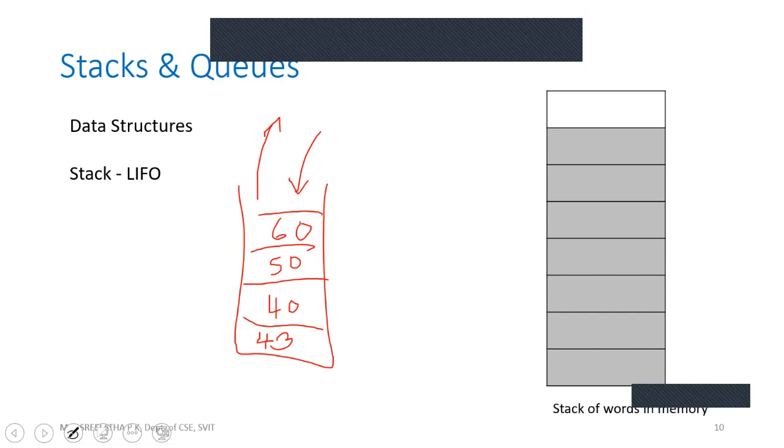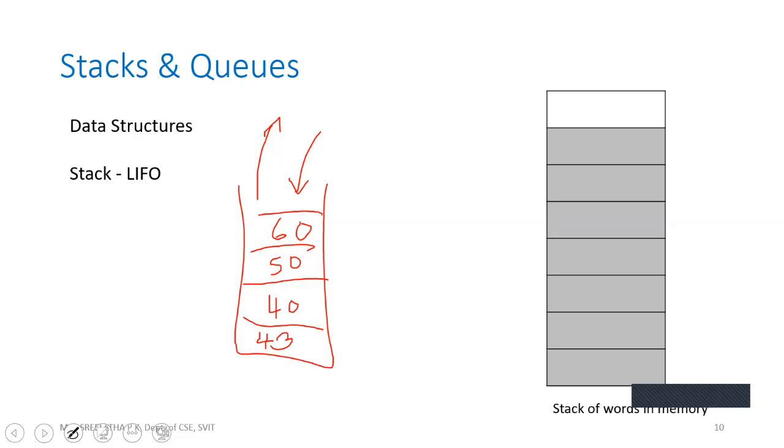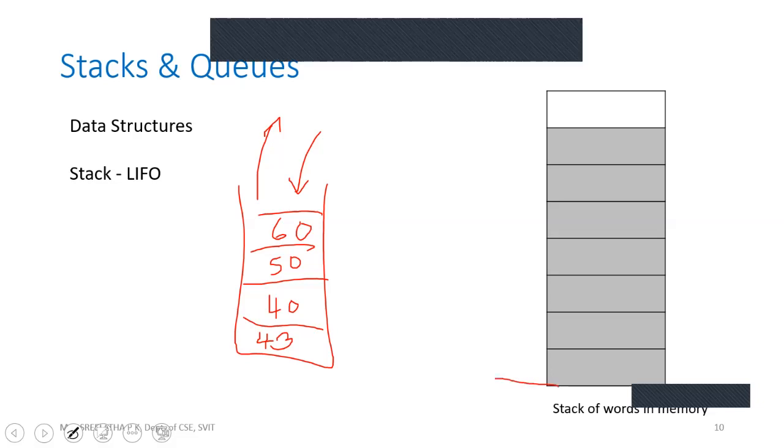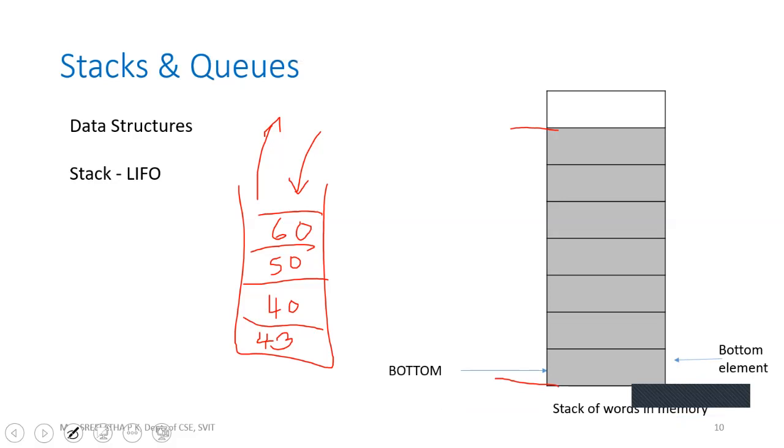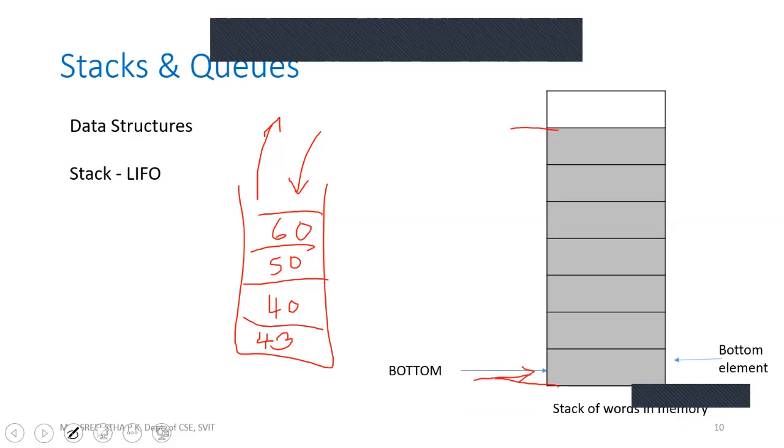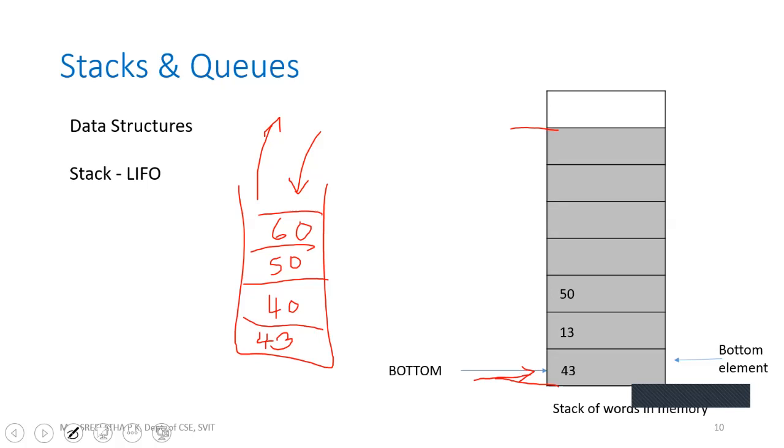This is the stack in memory, a stack of words in memory, that is, reserved bytes. So this many memory locations are reserved for the stack, from this location to this particular location, and the data are added to those memory locations. This indicates the bottom of the stack, and this is the bottom element. So 43 is the bottom element. Next element, suppose I want to store 13. 13 is stored on top of this. Next element on top of it.